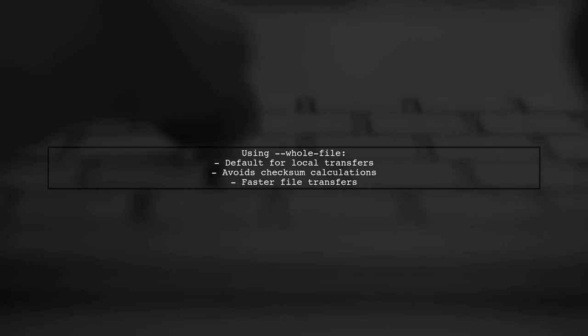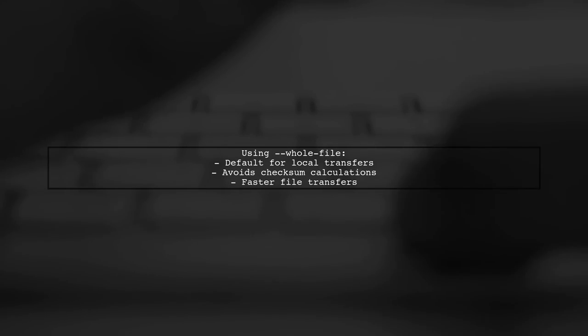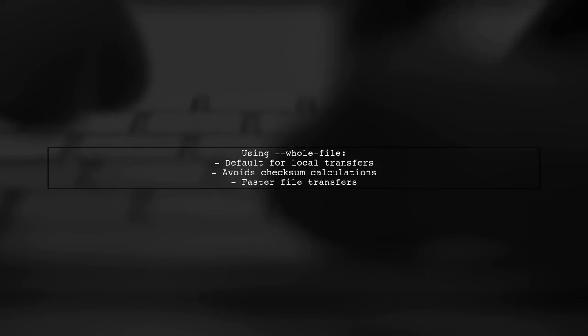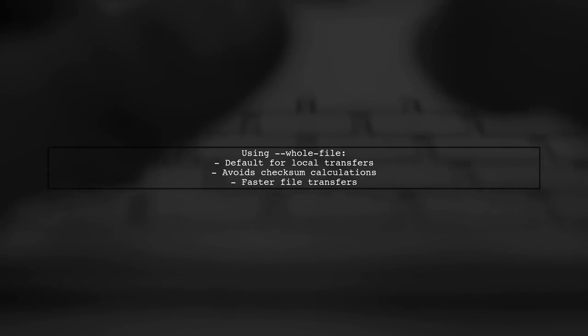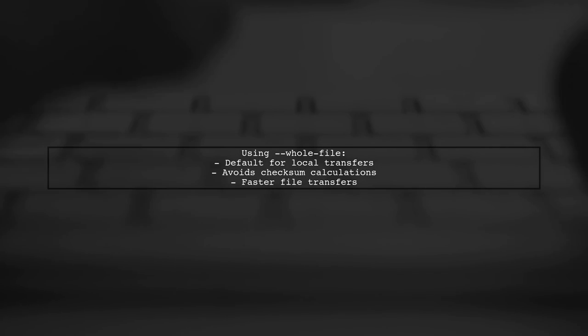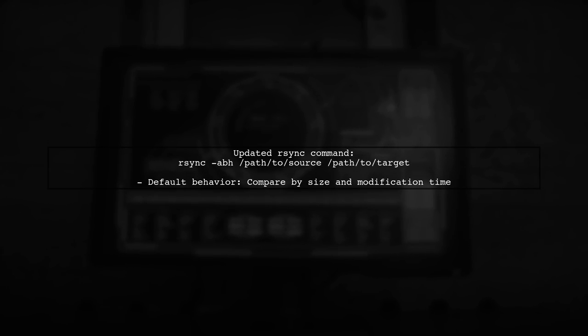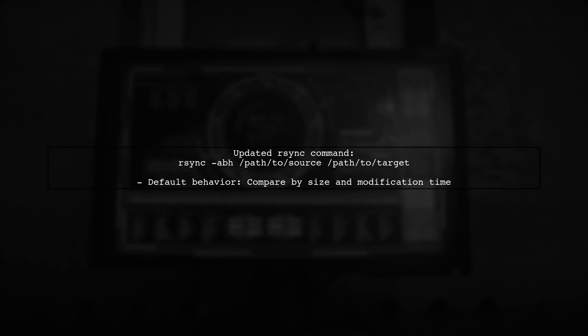Now you discovered the whole-file option, which is indeed the default behavior when both source and destination are local. This means rsync will transfer files without calculating checksums. By changing your rsync command to exclude the --checksum option, like this: rsync -a path/to/source path/to/target, rsync will compare files based on size and modification time by default.